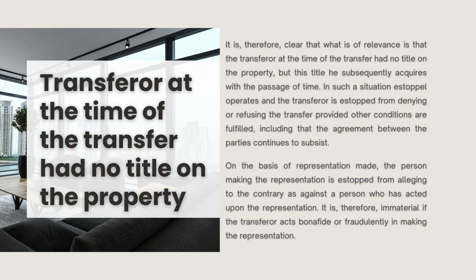So, on the basis of representation made, the person making the representation is now estopped from alleging to the contrary as against a person who has acted upon that particular representation. This is the idea of estoppel. It is therefore immaterial if the transferor acts bona fide or fraudulently in making that representation.